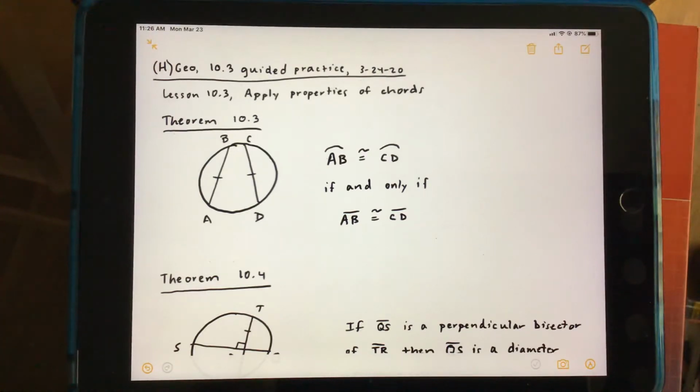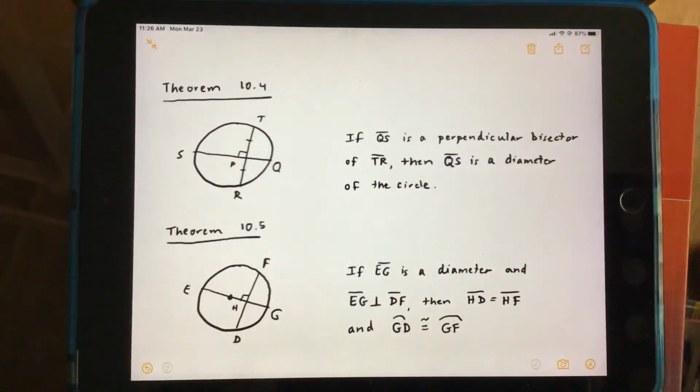So here's what we know based on those congruent chords: arc AB is congruent to arc CD if and only if the chords AB and CD are in fact congruent. So the if and only if means that this theorem goes both ways. If AB is congruent to CD, then arc AB is congruent to arc CD, and if arc AB is congruent to arc CD, then it must be true that segment AB is congruent to segment CD, those being chords. Next theorem.